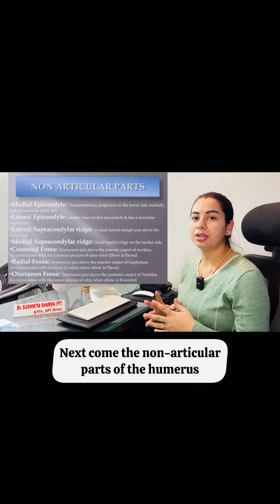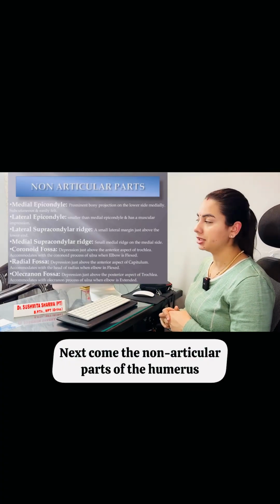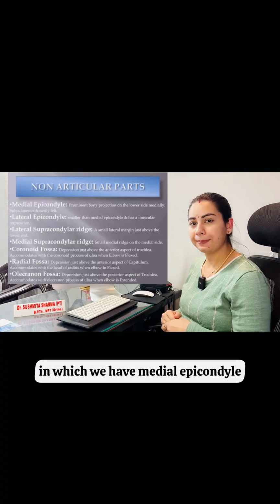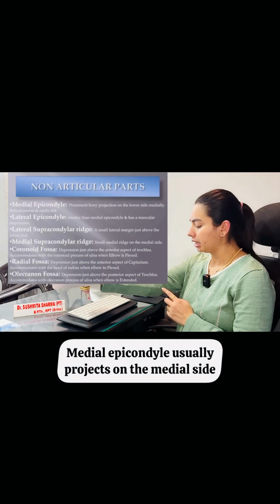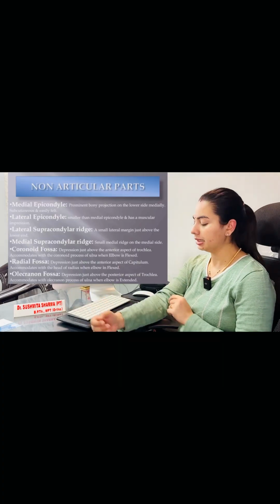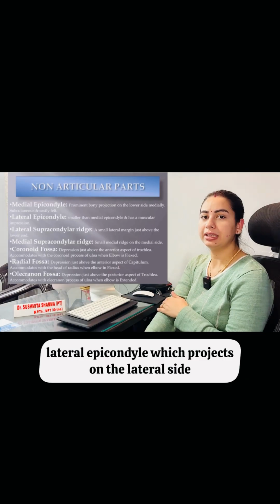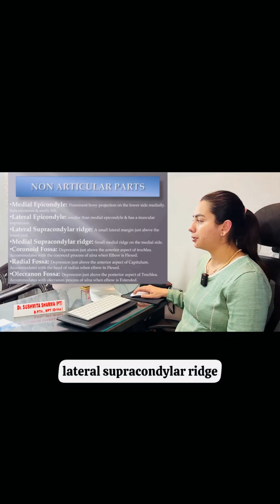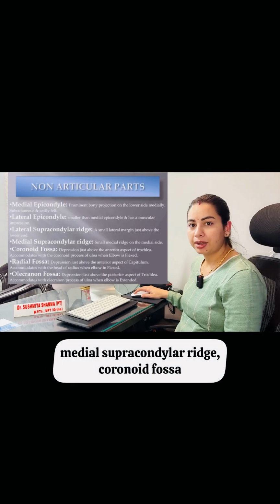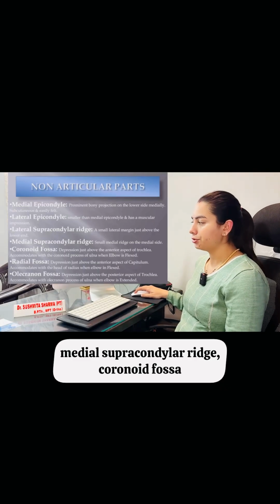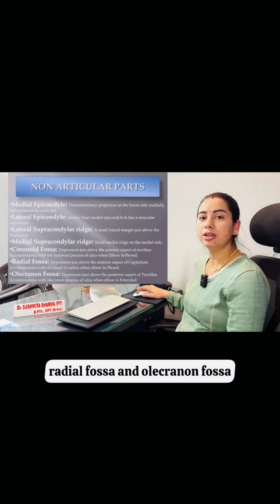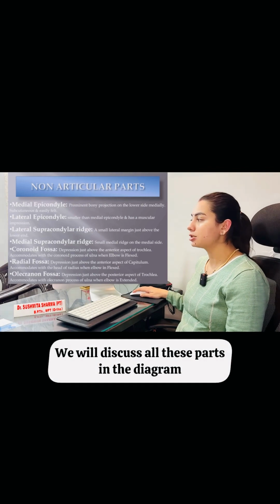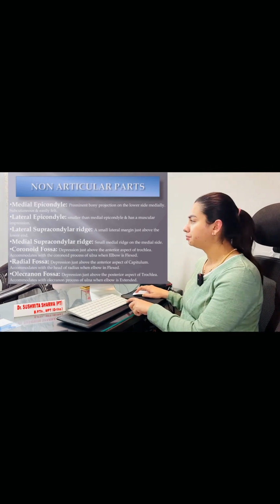Next come the non-articular parts of the humerus, in which we have the medial epicondyle, which projects on the medial side, and the lateral epicondyle, which projects on the lateral side. Then there are the lateral supracondylar ridge, medial supracondylar ridge, coronoid fossa, radial fossa and olecranon fossa. We'll discuss all these parts in the diagram.